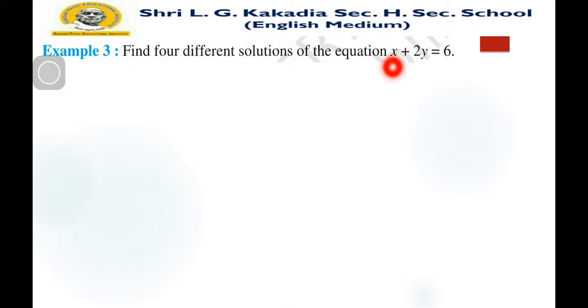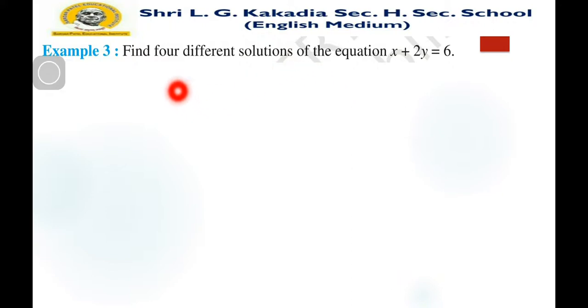Also you can put here (6, 0). If you put 6 here and 0 here, then 6 plus 0 is equal to 6. Also it is a solution. As well, if you put x is equal to 0 and y is equal to 3, then (0, 3) is also a solution of the given linear equation. In this way, putting the values of x and y, we can find solutions of the linear equation infinitely.